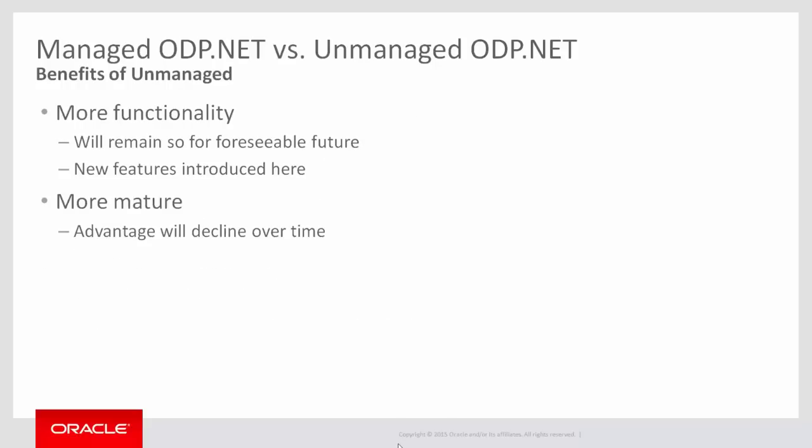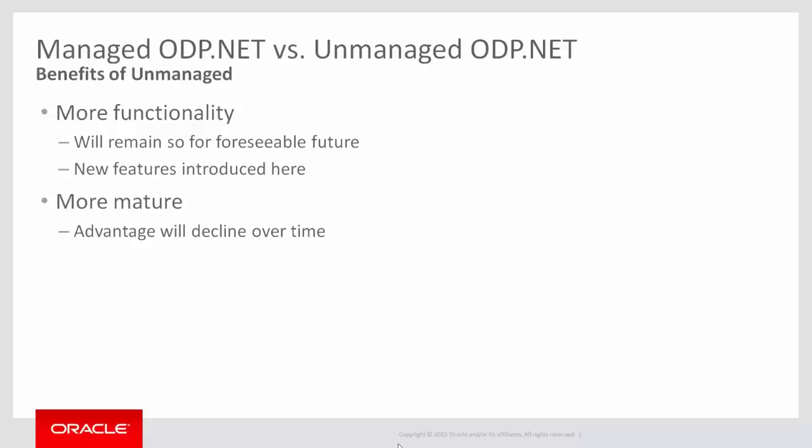That does not mean, however, that unmanaged ODP.NET doesn't have a lot of nice features and reasons for using it. There are still a lot of great reasons to use unmanaged ODP, and we expect from Oracle that you will continue to have both of these assemblies, both managed and unmanaged, continue on for quite some time. We expect them to both exist, and one is not going to displace the other, because there are benefits to using unmanaged and there are benefits to using managed.